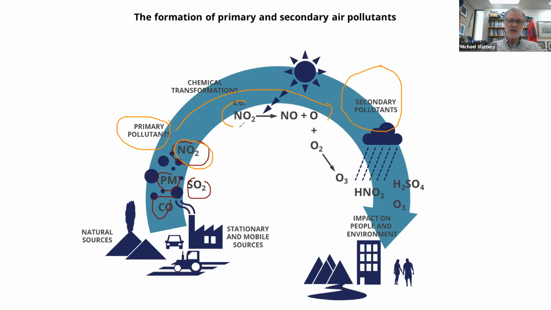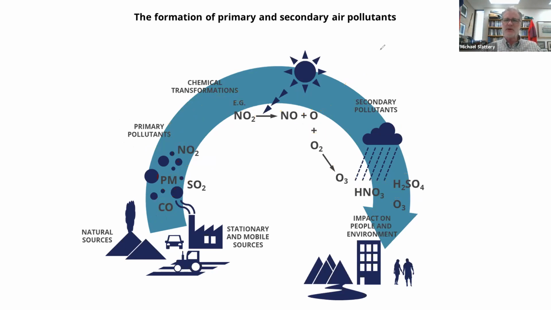That nitrogen dioxide here is split up by sunlight into NO and an O, an oxygen atom. And that O, that now loose free O, joins up with O2 to produce O3, which is ozone, right? A pollutant, a secondary pollutant. Here we've got H2SO4, sulfuric acid, or HNO3, nitric acid. Those result from the breakdown of the primary pollutants, sulfur dioxide and nitrogen dioxide as well.